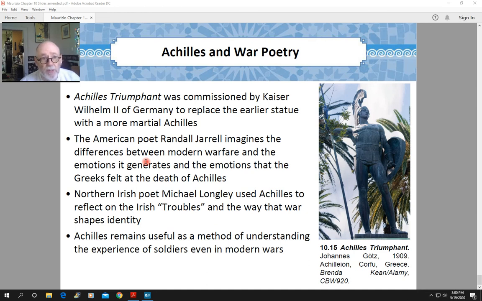Achilles Triumphant was commissioned to replace an earlier statue with a more martial Achilles. This statue of Achilles triumphant, as opposed to the one who's wounded and dying. The American poet Randall Jarrell, who mainly wrote about World War II, imagines the difference between modern warfare, the emotions it generates, and the emotions the Greeks felt at the death of Achilles.